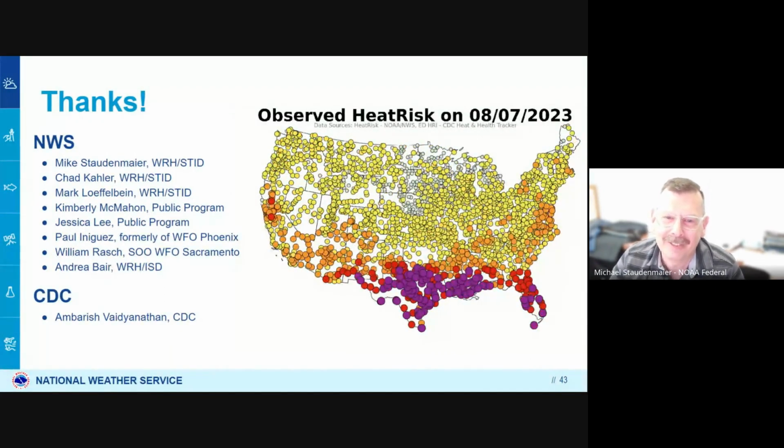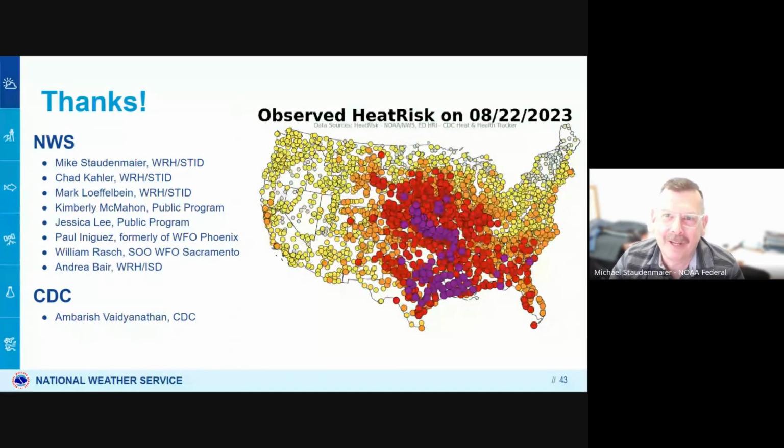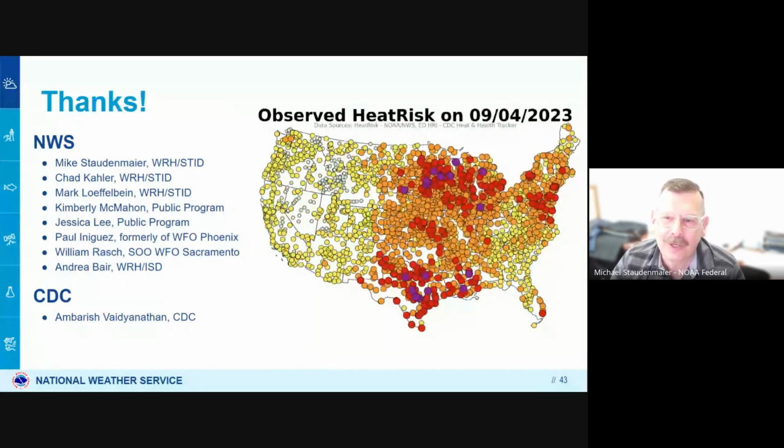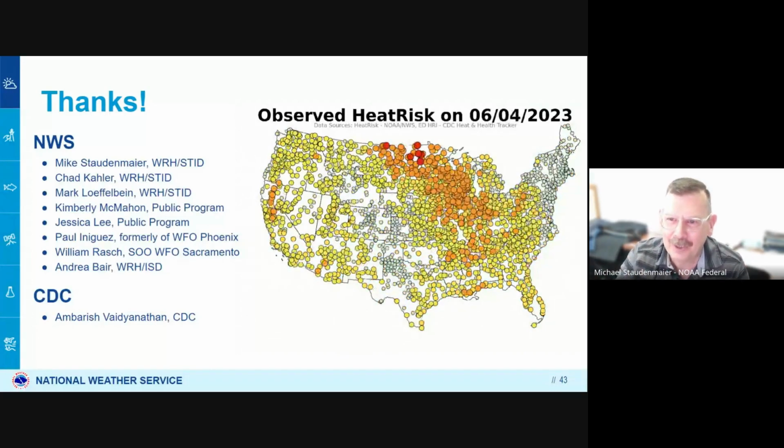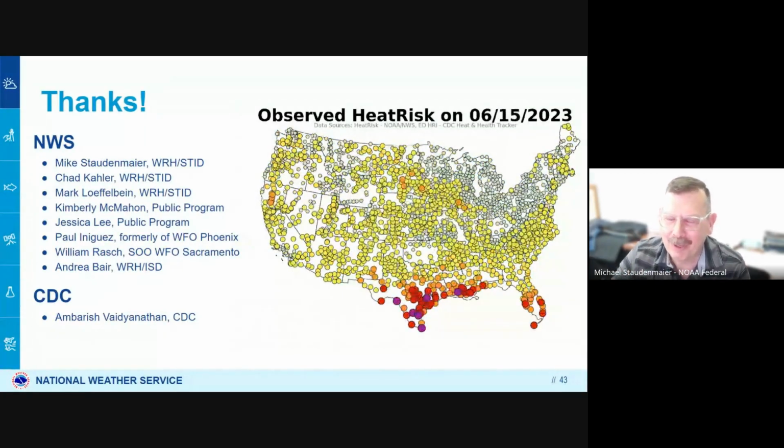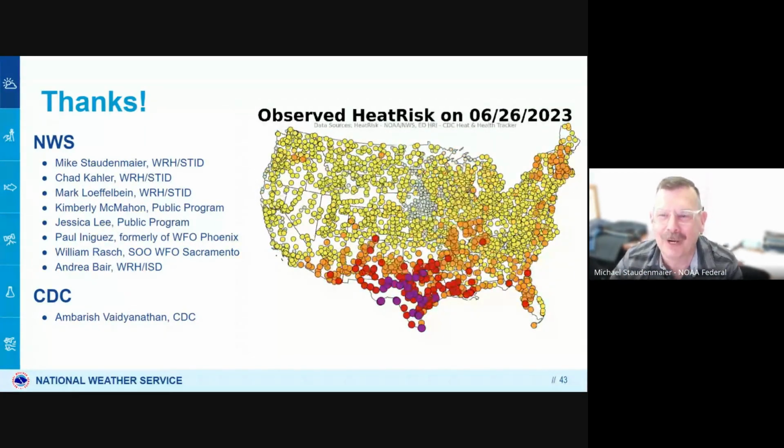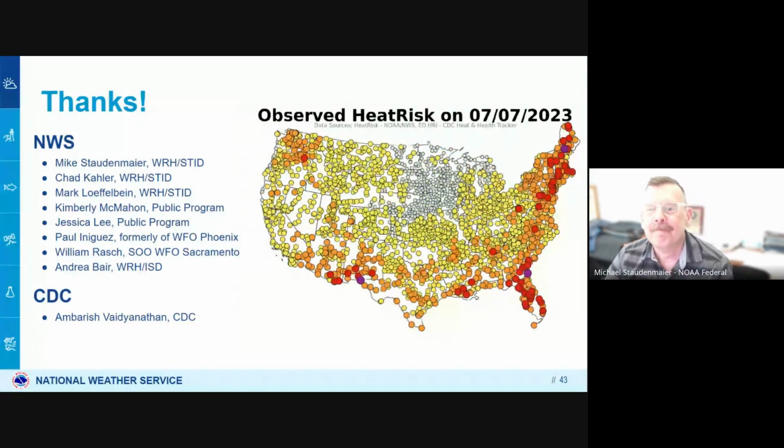And it's surprising, last year there was an event along the Northeast urban corridor, and you could actually see Philadelphia and New York City and those urban areas popping up in red with orange around it. And it was kind of cool to see that.